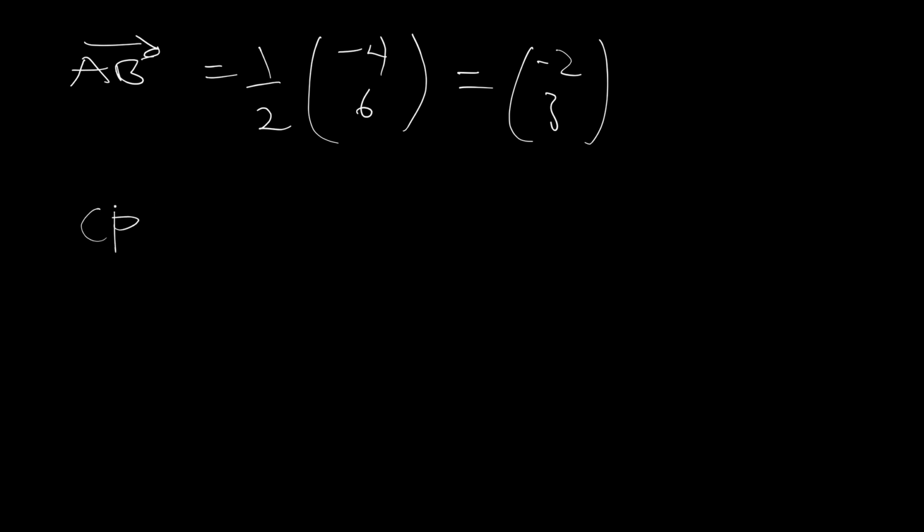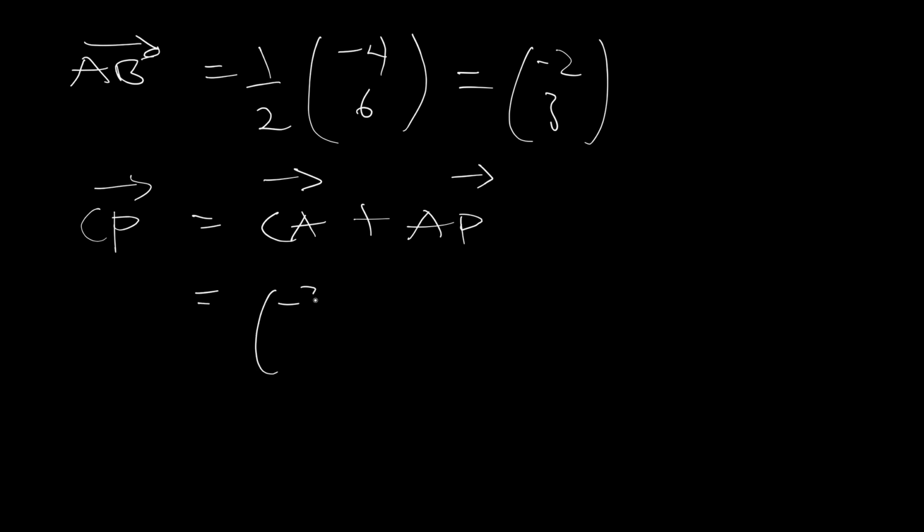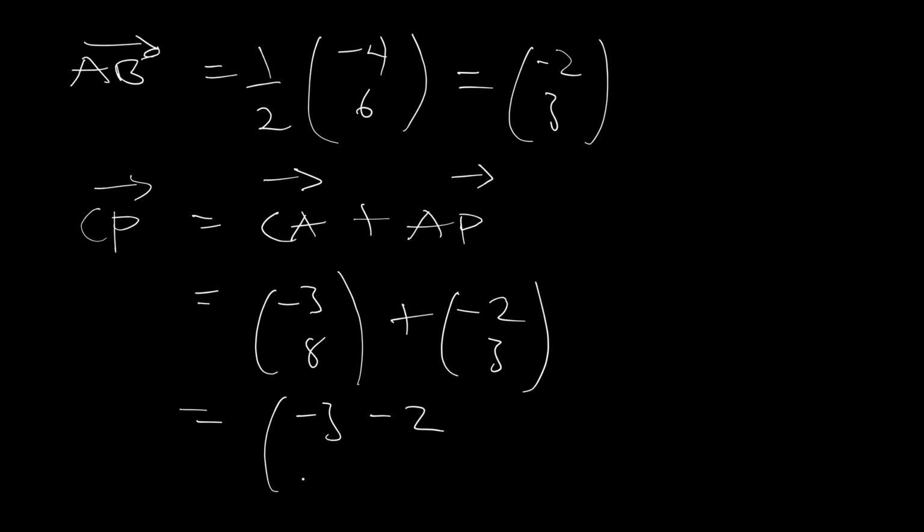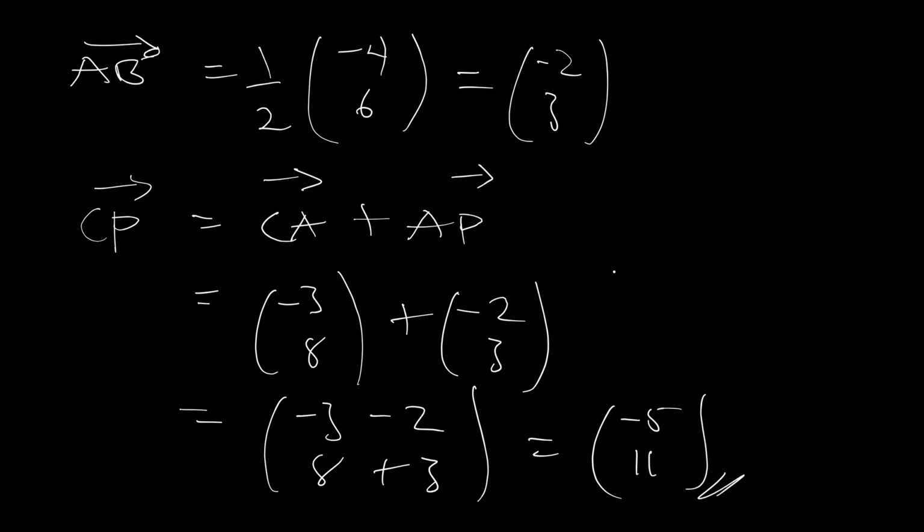Now our CP, which is equal to CA plus AP, will be equal to (negative 3, 8) plus (negative 2, 3). And this can be written as (negative 3 minus 2, 8 plus 3). And so this will be equal to (negative 5, 11). And so our vector CP becomes (negative 5, 11).